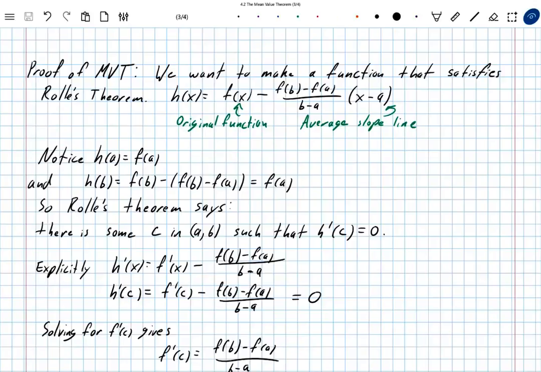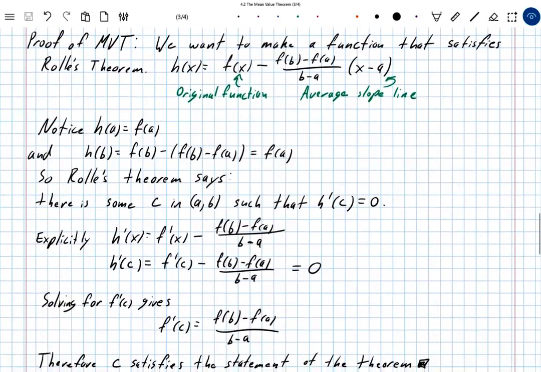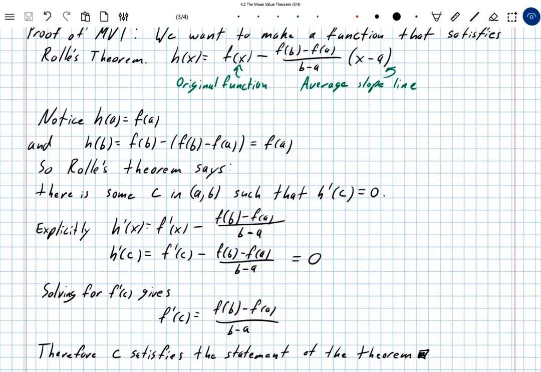So notice, if I plug in a into h, I get f of a, because this term goes away. And notice if I plug in b, well, with a little bit of simplifying, I get f of a. So, at a and b, h has the same y value. And we did that so that we could apply Rolle's theorem, which tells us there is some c, there is some point in between a and b, where the derivative is 0.